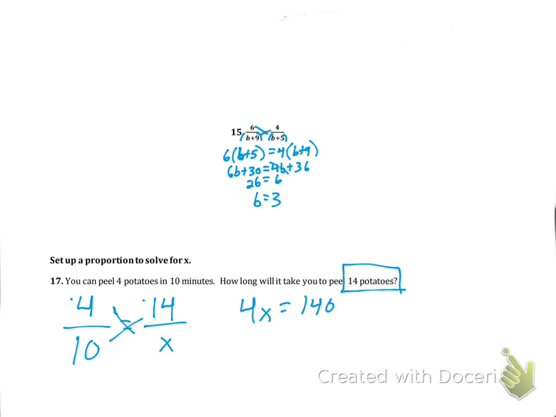Then I divide 140 by 4. Oh, I did 150. 140 divided by 4 is equal to 35. So how long will it take you? 35 minutes.